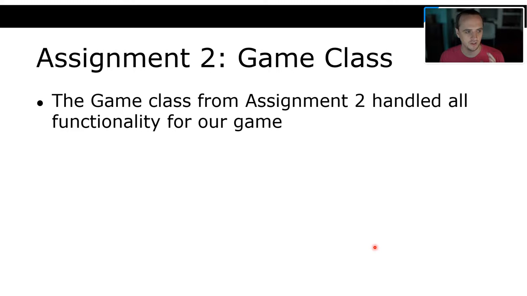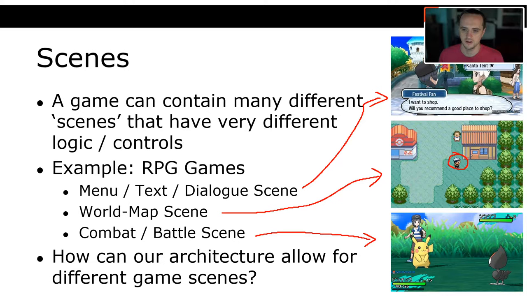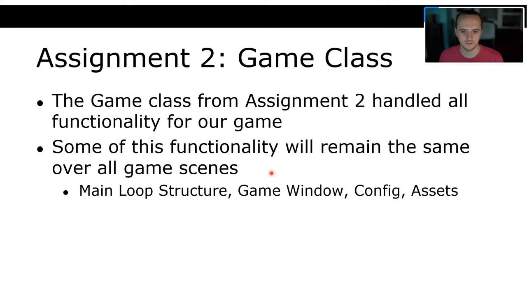So some of the functionality will remain the same over all game scenes, right? So when we go back here, some of our game engine functionality is still the same despite the scenes being so different. So what is the same here? We've still got the same main loop structure, we've still got the game window, we've still got the config file, and we may have all of our assets loaded, okay? So we're going to identify parts of the architecture that are going to be the same throughout all different scenes, and we're going to do something with that.